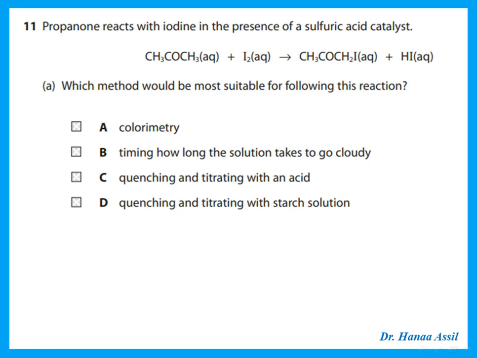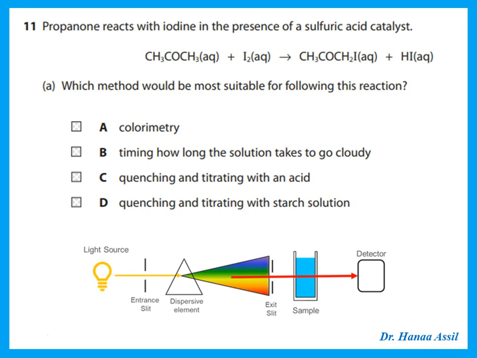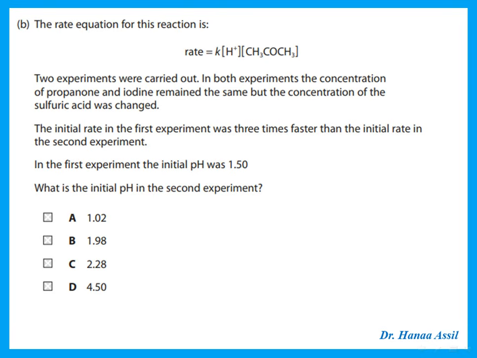Propanone reacts with iodine in the presence of a sulfuric acid catalyst. Which method would be most suitable for following this reaction? Okay, what's happening here? We're reacting something with iodine and it changes to iodide. I want you to remember that iodine with iodide, you use colorimetry because you are measuring the change of the color of iodine, which is dark blue black, with HI, which would be a colorless solution.